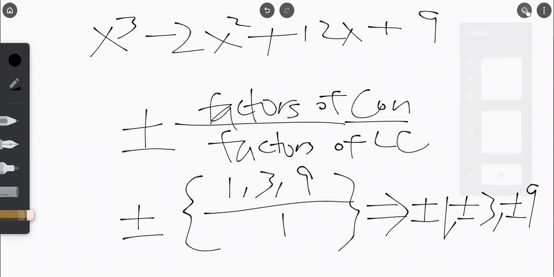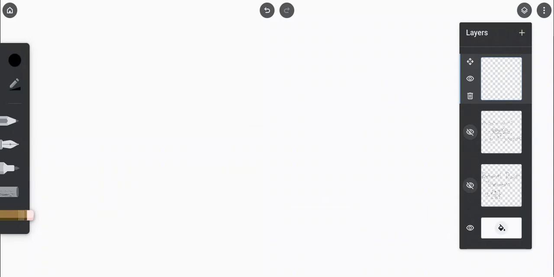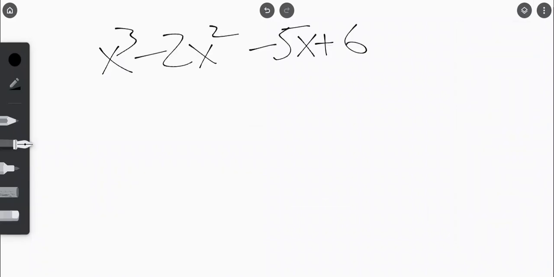So now let's apply the rational root theorem. Suppose we're asked to factor x cubed minus 2x squared minus 5x plus 6 completely. Because factoring by grouping doesn't work, we need to use the rational root theorem to determine possible roots. Once we determine one root, then we can use synthetic division to find out the other roots. So first, let's find out what these possible rational roots may be, if there are any.